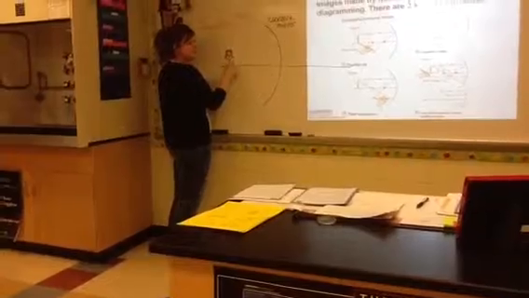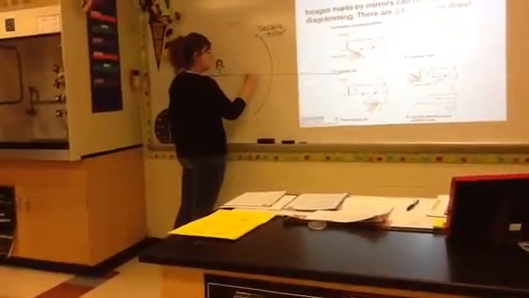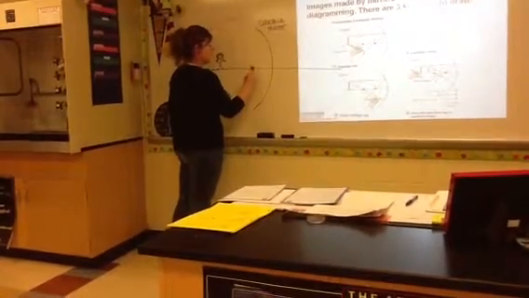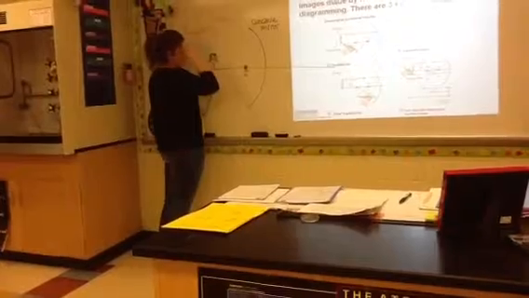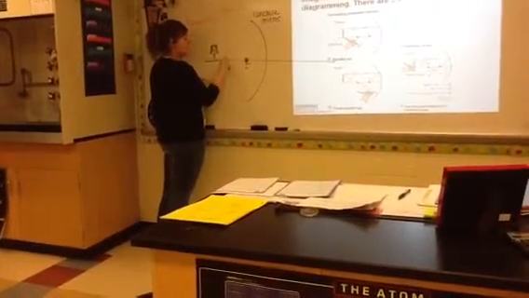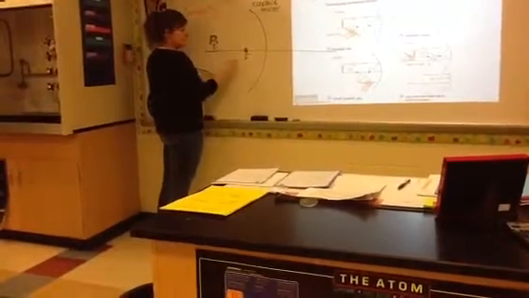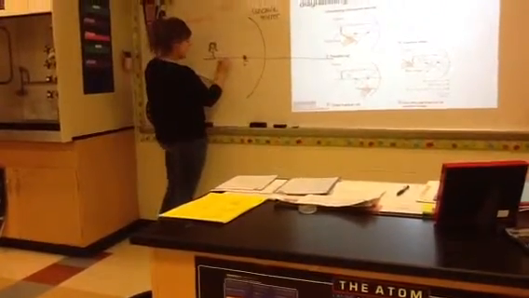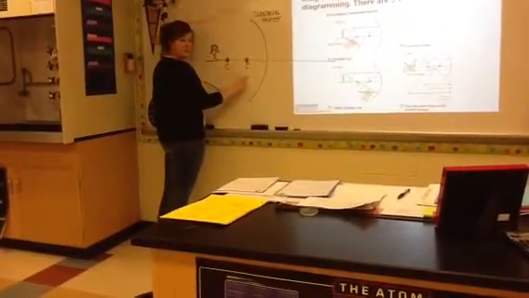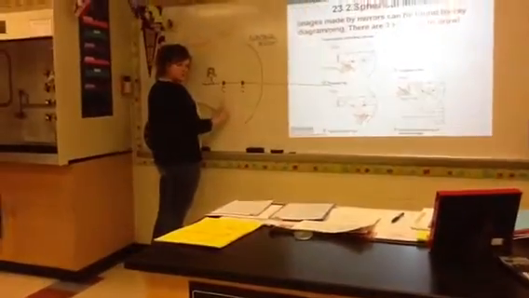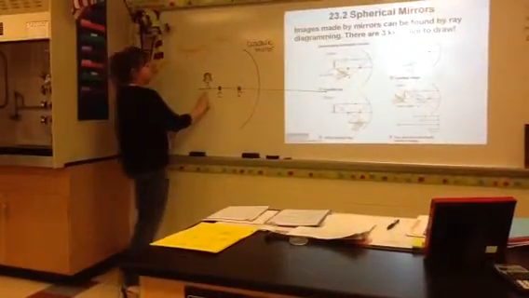Here's my person. I'm just going to designate a focal point, so I'm going to call that my focal point. And then I know that my center of curvature is going to be twice the focal length. Does that look about good? It's about half of that. Okay. And then here's my object.